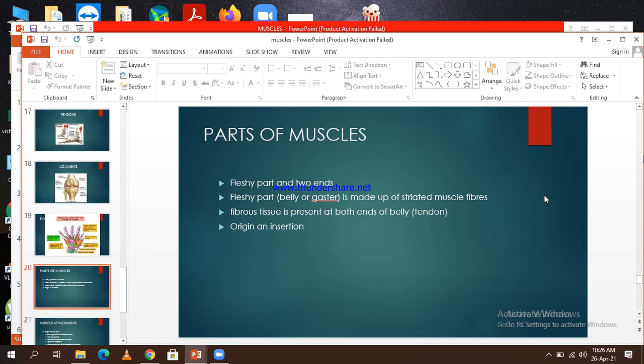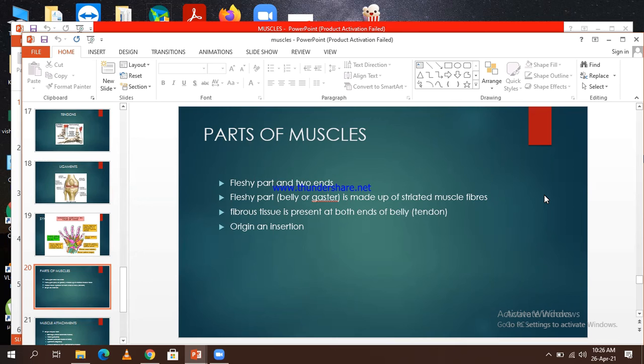So that was the different modification of the deep fascia related to the muscle tissue. So what are the parts of a muscle? The skeletal muscle has a fleshy part and two ends. The fleshy part is known as the belly or gaster and is made up of striated skeletal muscle fibers. The fibrous tissue present at both ends of the belly is known as tendon.